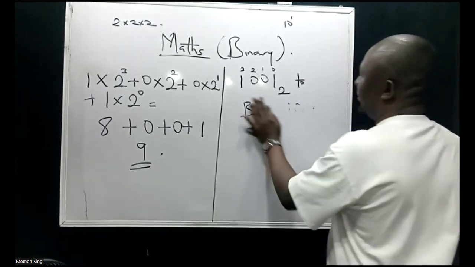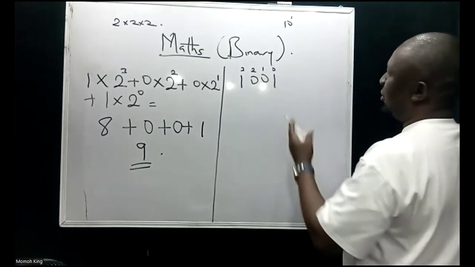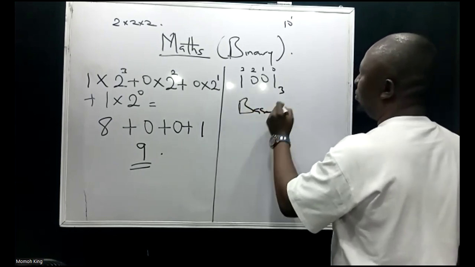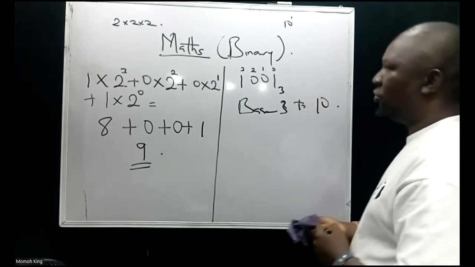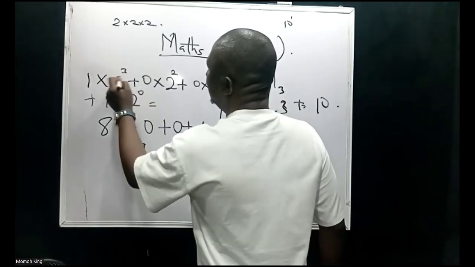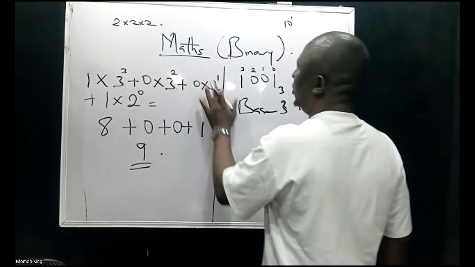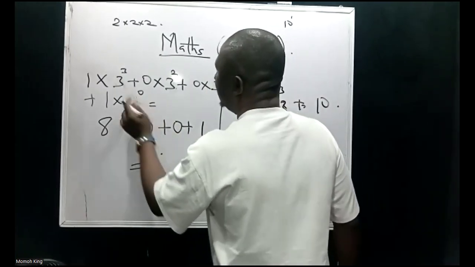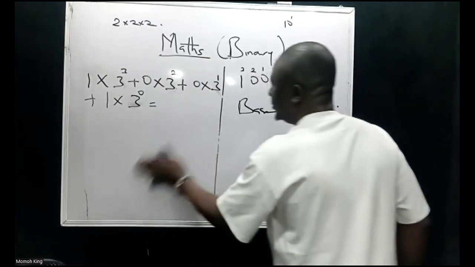If I have to convert this base 3 to base 10, you just use the same approach. This one is going to be what? 1 times 3 to the power of what? 3, plus 0 times 3 to the power of what? 2, plus 0 times 3 to the power of what? 1, plus 1 times 3 to the power of what? 0. Am I right? Yes, sir.